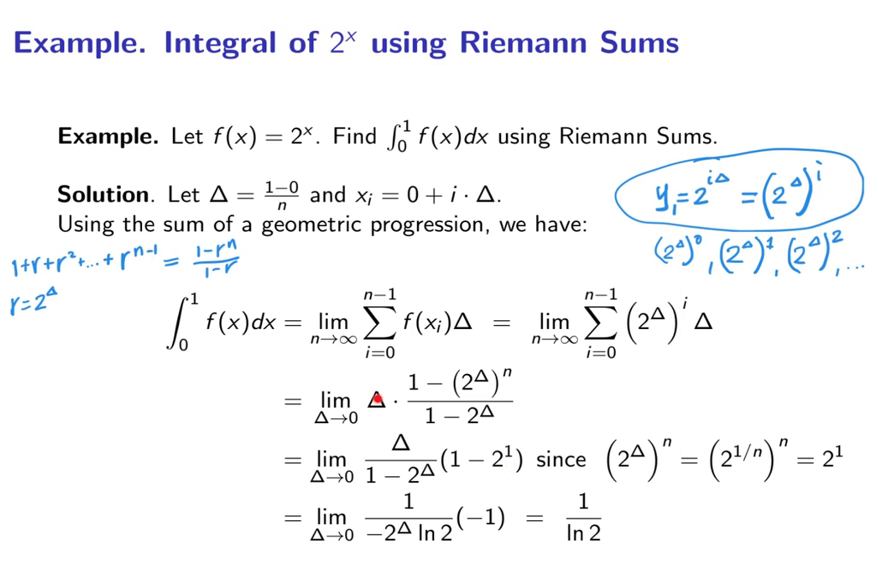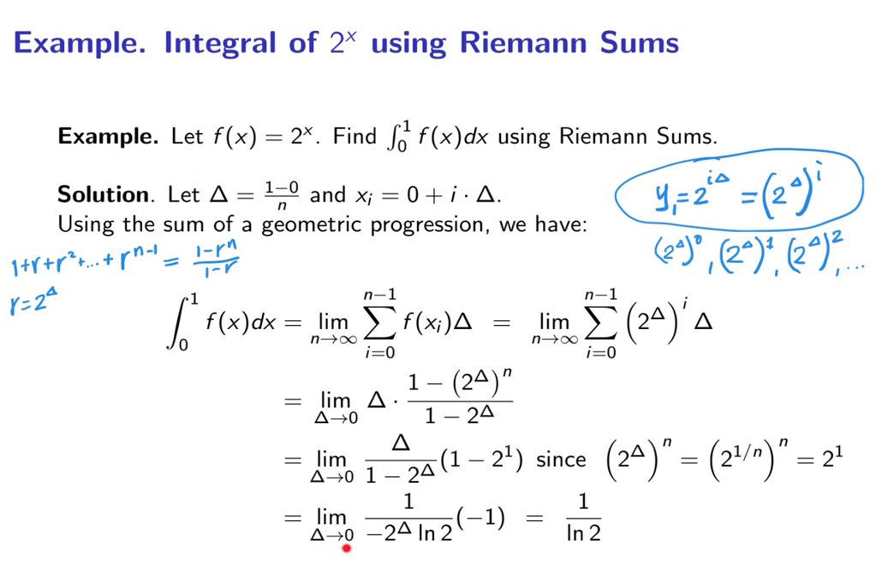Now, delta divided by the denominator, when you want to take the limit as delta goes to 0, this will actually be the limit of 0 over 0. And we can take this limit by using L'Hopital's rule. So we take the derivative of the top and the bottom with respect to delta. The derivative of the top is 1. The derivative of the bottom: derivative of 1 is 0, derivative of the exponential function with base 2 is the exponential function itself times natural log of 2. So we applied L'Hopital's rule.